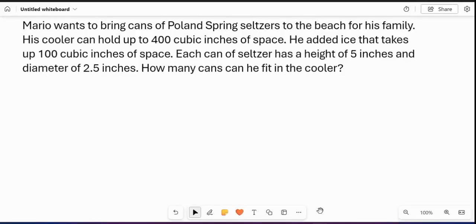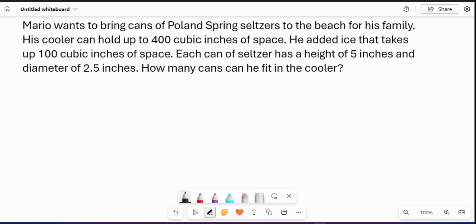Okay, in this problem, it says Mario wants to bring cans of Poland Spring seltzers to the beach for his family. His cooler can hold up to 400 cubic inches of space. He added ice that takes up 100 cubic inches of space. And each can of seltzer has a height of 5 inches and a diameter of 2.5 inches. How many cans can he fit in the cooler?